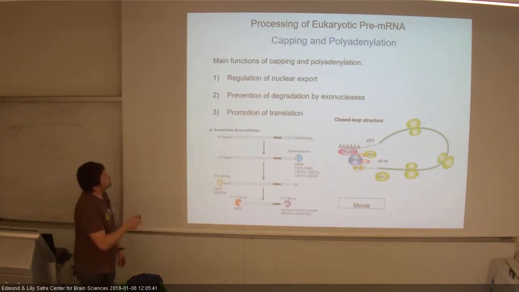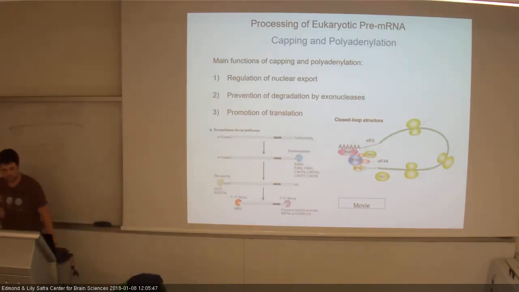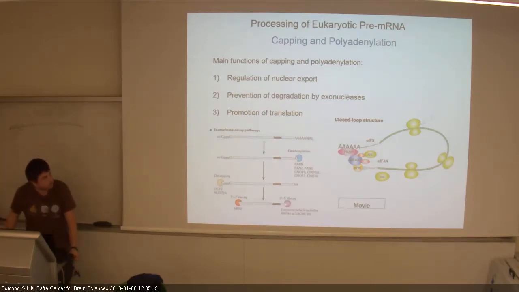And lastly, these are also important for regulation of nuclear export. So again, mRNA molecules that don't have a poly-A tail or don't have a 5' cap will often not get exported from the nucleus.